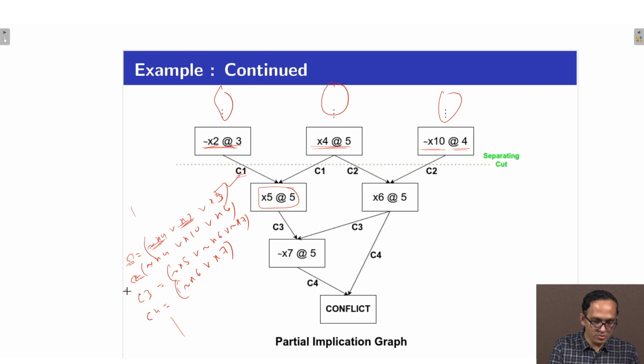Similarly, if you consider C2, here you have x4 equal to true. So, this will make this false, x10 equal to false, so this will make this false. So, x6 equal to 1 to make this true.